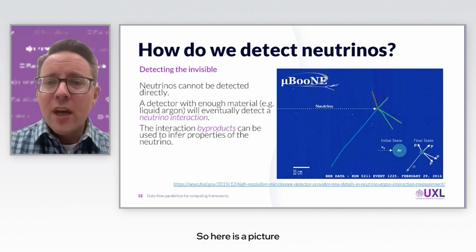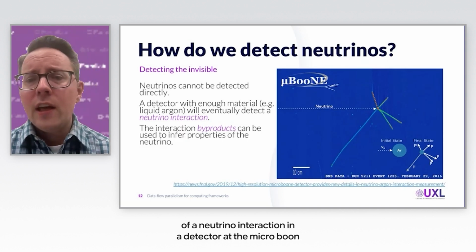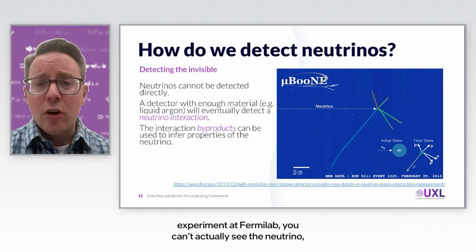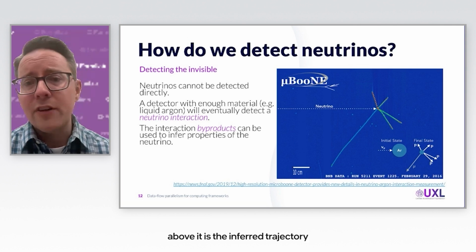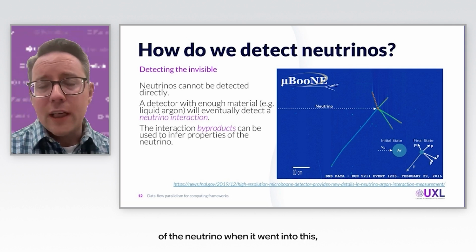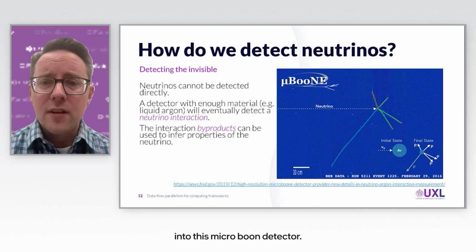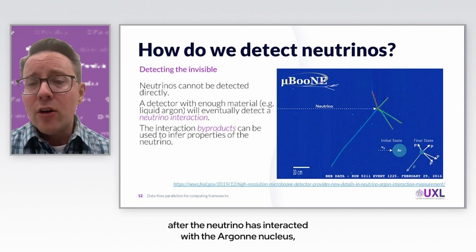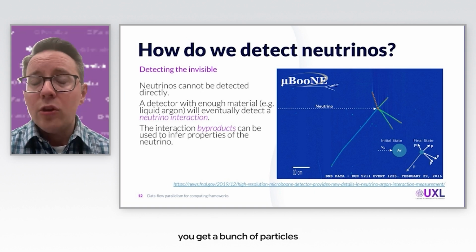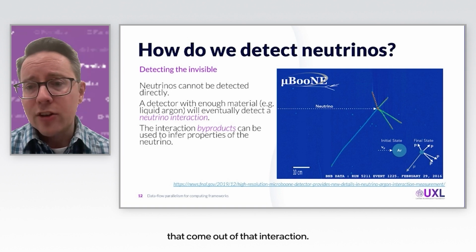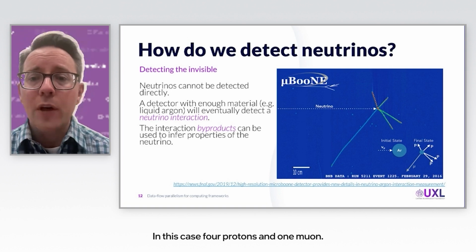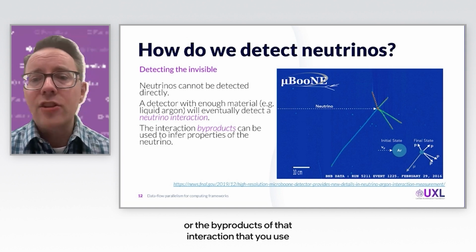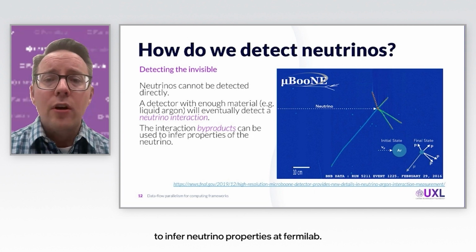So here is a picture of a neutrino interaction in a detector at the MicroBooNE experiment at Fermilab. You can't actually see the neutrino, but that dotted line that says neutrino above it is the inferred trajectory of the neutrino when it went into this MicroBooNE detector. What you can observe is that after the neutrino has interacted with the argon nucleus, you get a bunch of particles that come out of that interaction. In this case, 4 protons and 1 muon. So it's that interaction, or the byproducts of that interaction, that you use to infer neutrino properties.